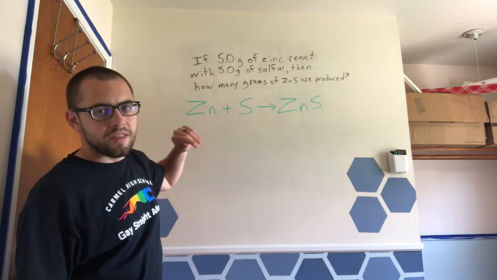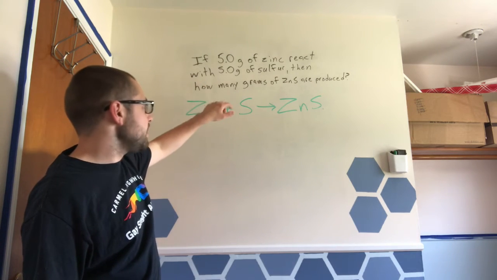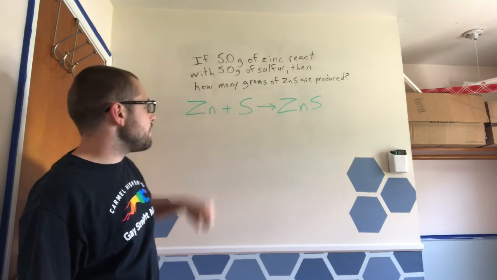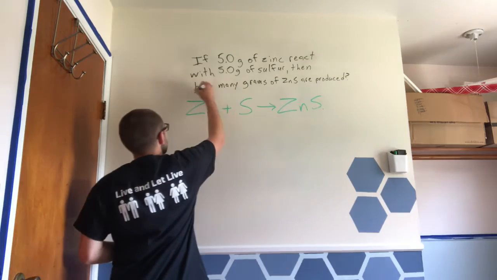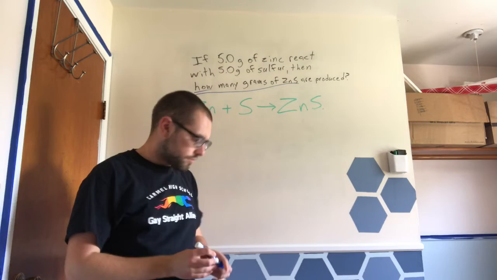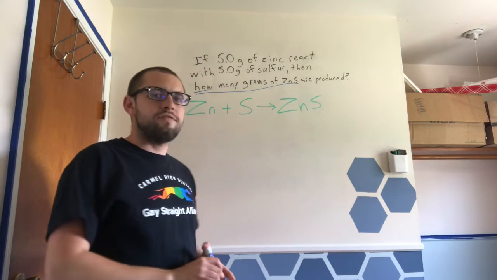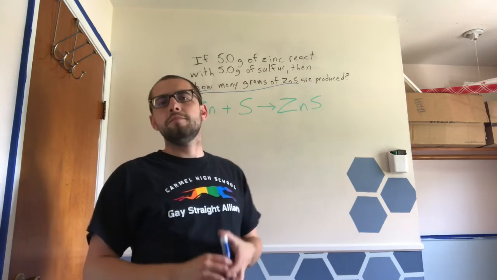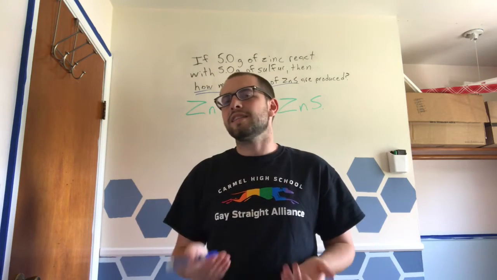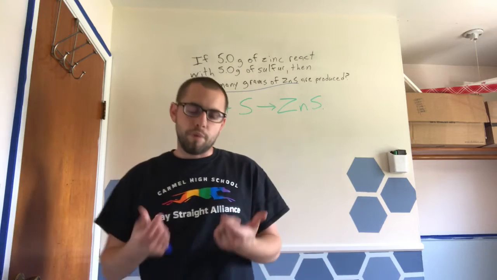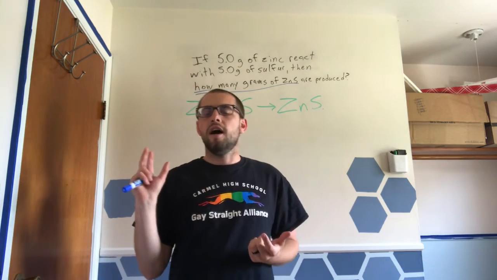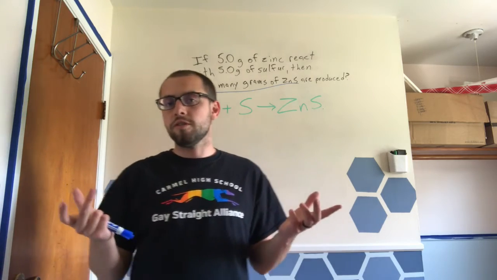My story problem. If I have 5 grams of zinc and 5 grams of sulfur, and they're reacting together, how many grams of zinc sulfide are produced? How many grams of zinc sulfide? That's what I want to find out. Now, at first glance, it might seem like I've got the same amount of both. And in a sense, I do. They both weigh 5, or they both have a mass of 5 grams. 5 grams of zinc, 5 grams of sulfur.